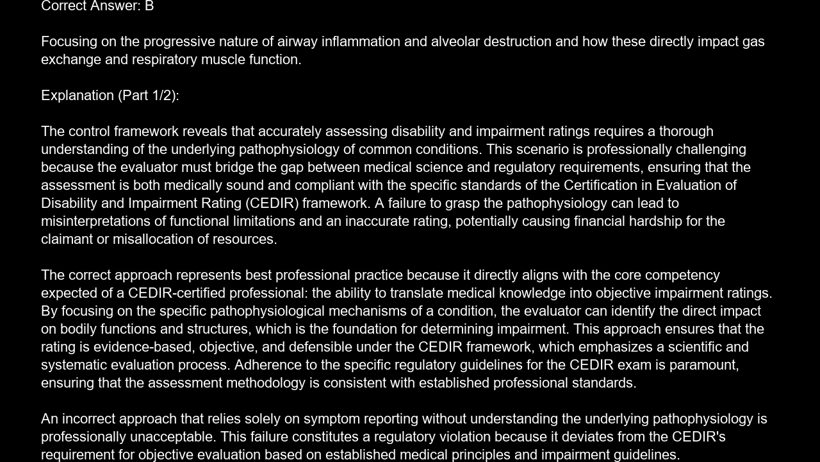The correct approach represents best professional practice because it directly aligns with the core competency expected of a CEDIR-certified professional: the ability to translate medical knowledge into objective impairment ratings. By focusing on the specific pathophysiological mechanisms of a condition, the evaluator can identify the direct impact on bodily functions and structures, which is the foundation for determining impairment. This approach ensures that the rating is evidence-based, objective, and defensible under the CEDIR framework, which emphasizes a scientific and systematic evaluation process. Adherence to the specific regulatory guidelines for the CEDIR exam is paramount, ensuring that the assessment methodology is consistent with established professional standards. An incorrect approach that relies solely on symptom reporting without understanding the underlying pathophysiology is professionally unacceptable.